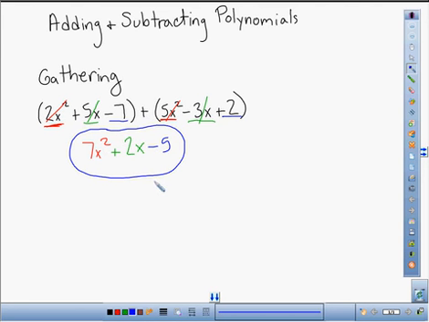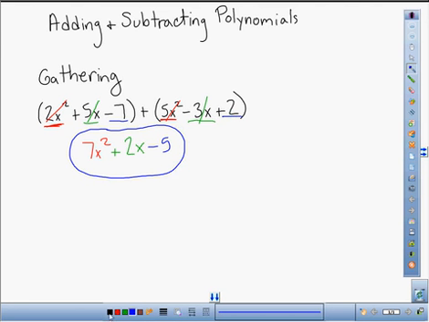Do be aware, proper grammar, basically, correct form for writing polynomials is from highest exponent to lowest exponent, or no exponent. So notice I started with x squared, then it was x to the first, then it was no x. Okay? So that is proper grammar for polynomials. So this is the gathering method.